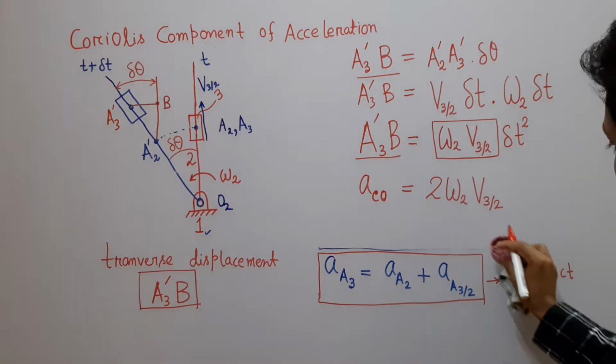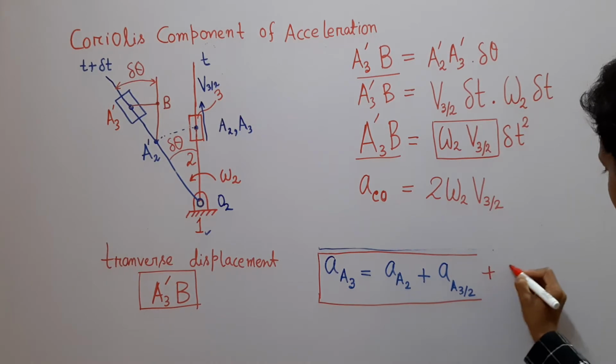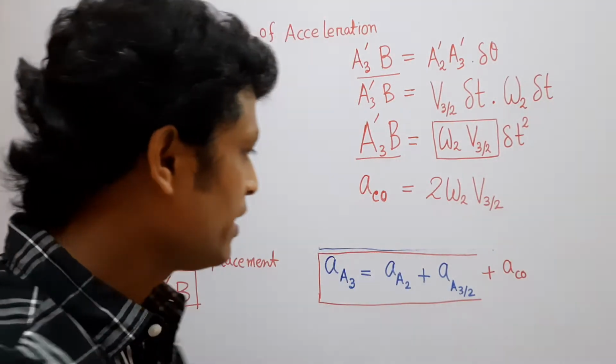So let me correct this. This equation has to add ACO. And what is the value of ACO?